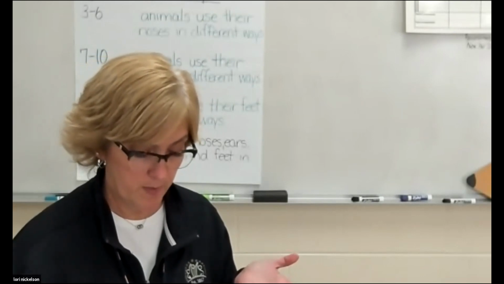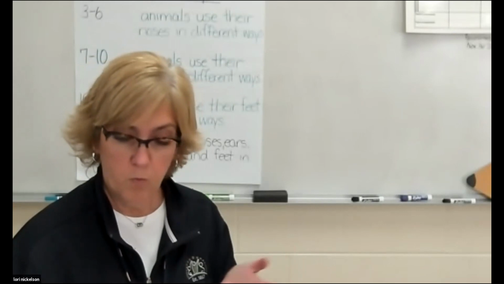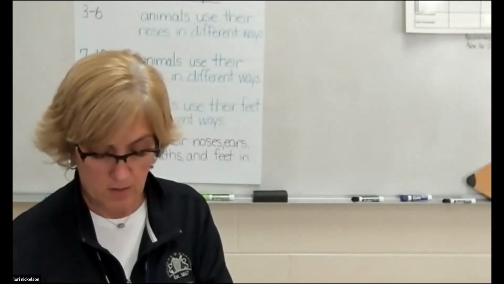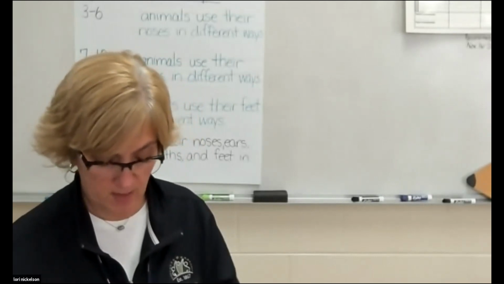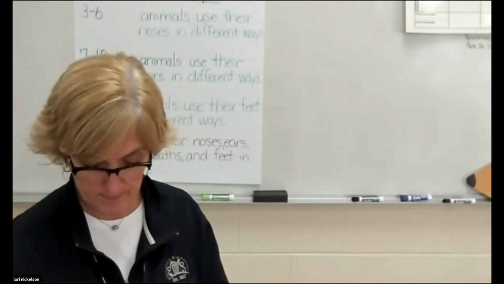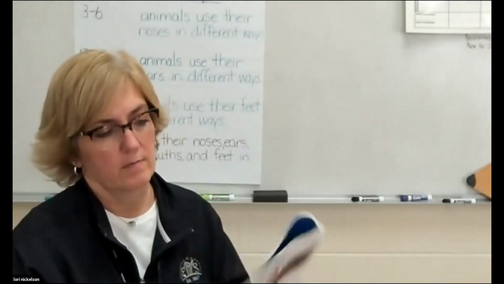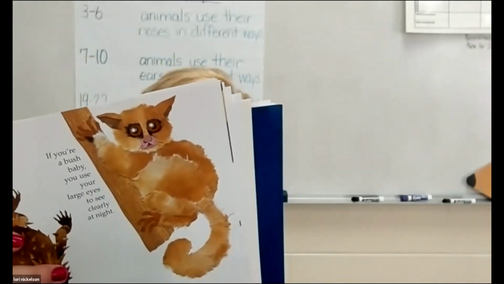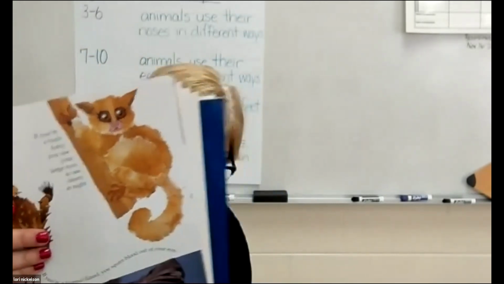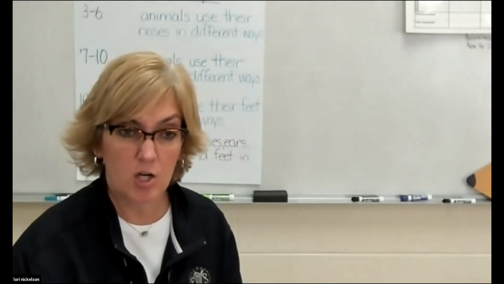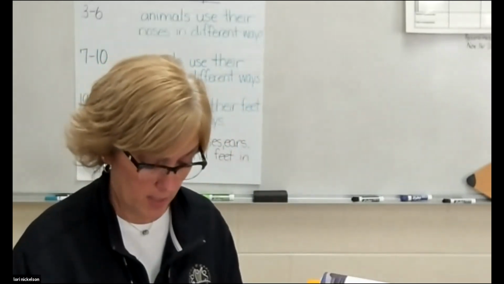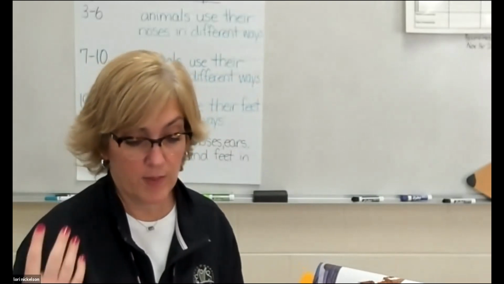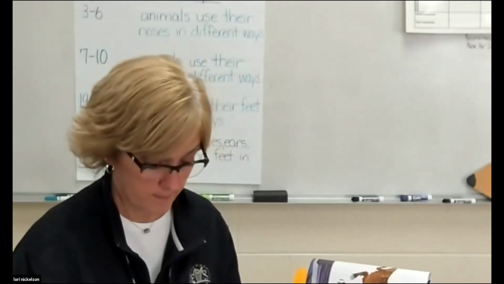So let's think about the bush baby. What do you see? Let me show you a picture of a bush baby. And I want you to look at the bush baby and tell me what you see on it. The bush baby right there. What do you see on the bush baby's body? You notice hair on his body. So mammals are animals that have hair and they don't lay eggs, right? Okay. So the definition of a mammal would be an animal that has hair and doesn't lay eggs.